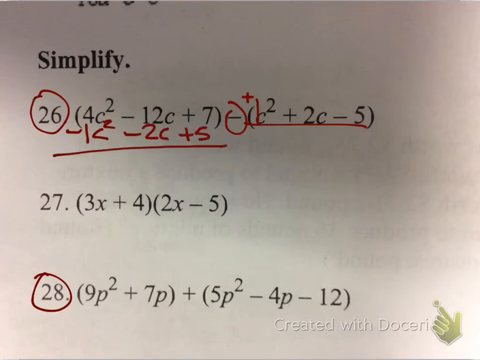Now notice how I've lined them under, squares, c's, and numbers. 4 minus 1 is 3, c squared. Negative 12 minus 2 is negative 14c. 5 plus 7 is 12.